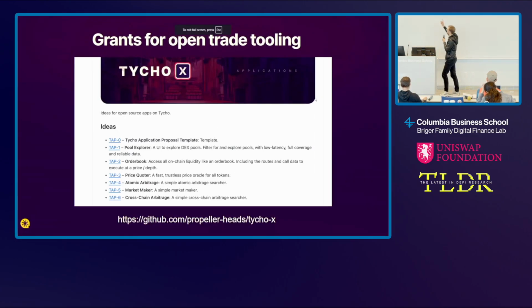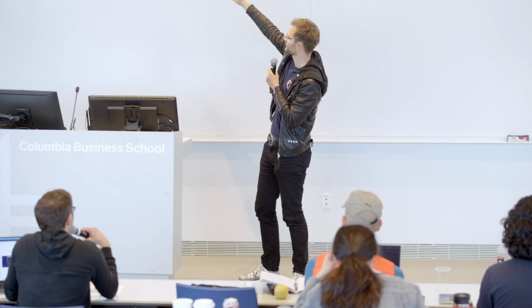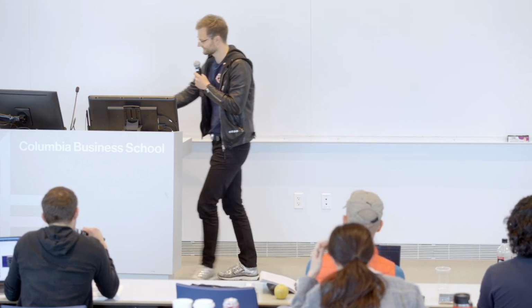So if you go to TaikoX on GitHub, every time we get requests, so we get ideas from conferences, we write specifications for what you can build, what you can research, what you can turn into open source apps. And if you go there, there are also grants for these. If you want to study atomic arbitrage or market making, you can do it there. Thank you.